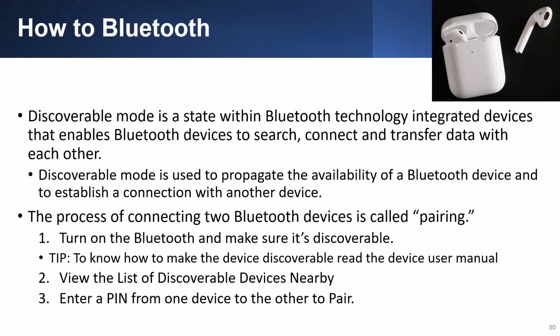Turn on the Bluetooth and make sure it's discoverable. To know how to make the device discoverable, read the device user manual. View the list of discoverable devices nearby, and enter a pin from one device to the other to pair.